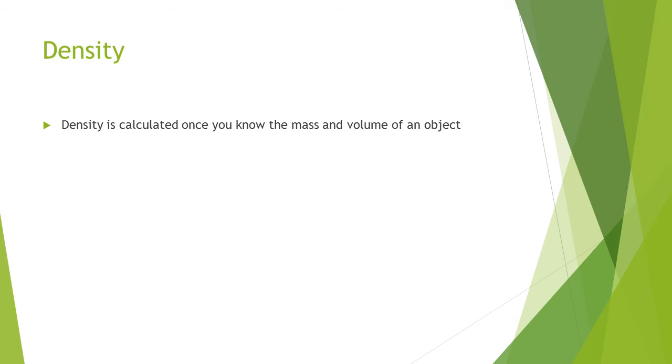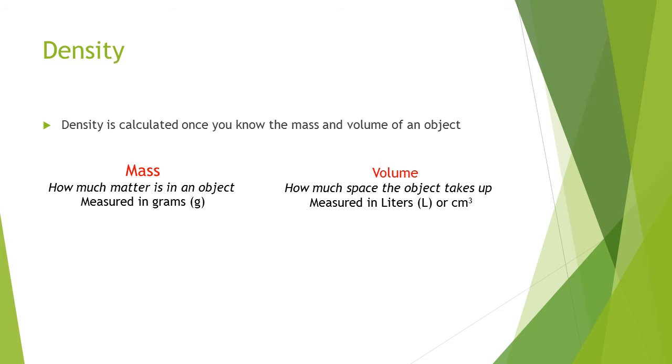Density is calculated once you know the mass and the volume. So even though we have mass and volume, we don't want to stop there, we want to keep going to density. The mass is defined as how much matter is in an object, and it's measured in grams in the science lab. The volume tells you how much space the object is going to take up, and it's measured in either liters or cubic centimeters. You then use these two properties to calculate the density, using the formula density equals mass divided by volume.